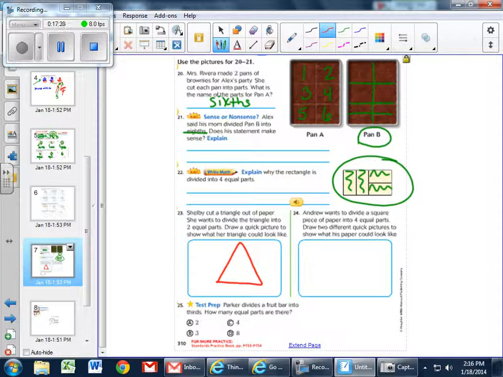Remember to always push pause on the play button if it's going too fast for you and you're not able to write everything or draw everything that needs to be done.